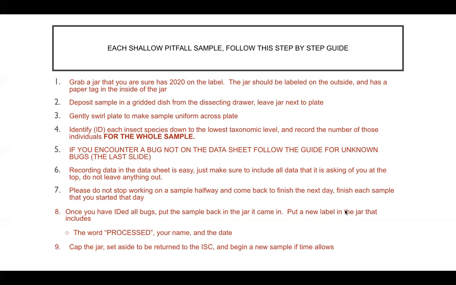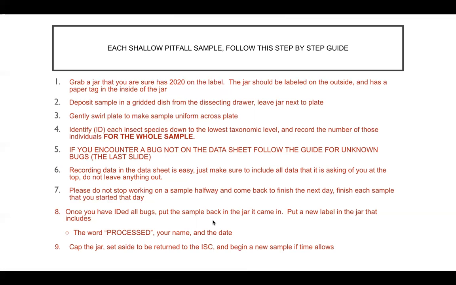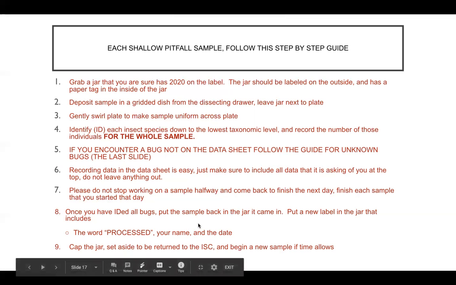And I'll describe to you, Wendy, where the Write in the Rain paper is to distribute to folks. Basically tearing off a small piece, using that as a label. And you want to write on it the word "processed," your name, and the date. That way we know that it's been processed, it's good to go, and the date and the person who processed it. So cap the jar, set it aside to be returned to the ISC, and begin a new sample if time allows.